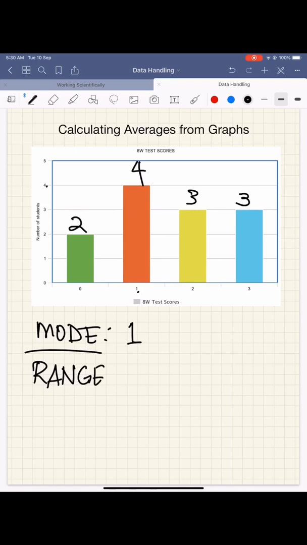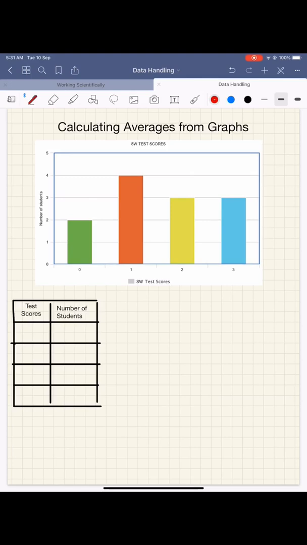Now the next thing that's easiest to calculate would be the range. Again, the range is the difference between the highest and the lowest mark. So the highest mark is 3 and the lowest is 0. So how do we calculate that? Highest minus lowest, and the lowest is 0, will give you 3. So the mode is 1. The range is 3.